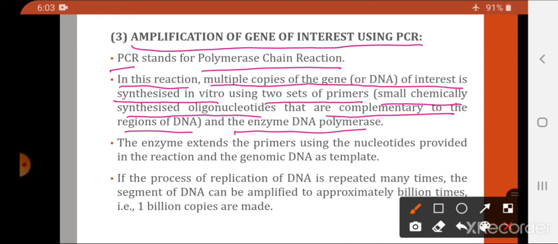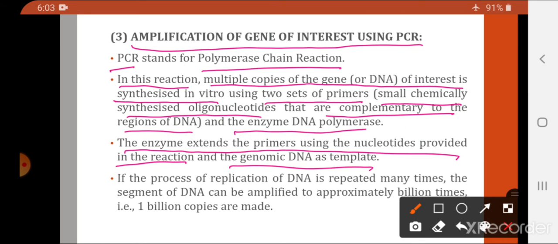And along with that we will also require the enzyme DNA polymerase. PCR is similar to the DNA replication. Difference इतना ही है कि DNA replication naturally होता है and the PCR technique is done in vitro, right? Now, the enzyme extends the primers using the nucleotides provided in the reactions and the genomic DNA as the template. अभी ये जो DNA polymerase है वो क्या करेगी?